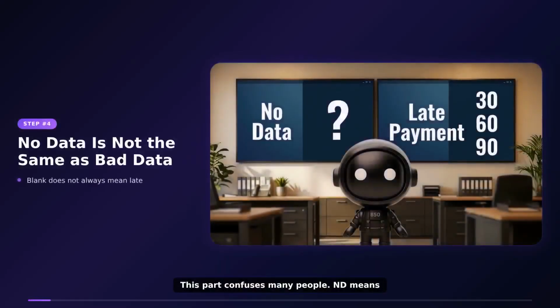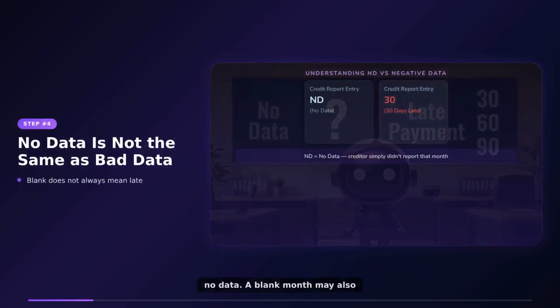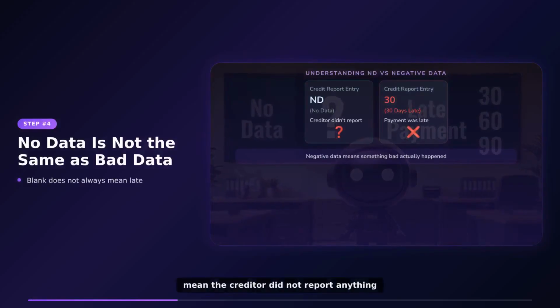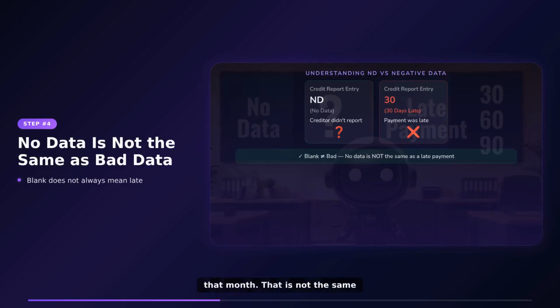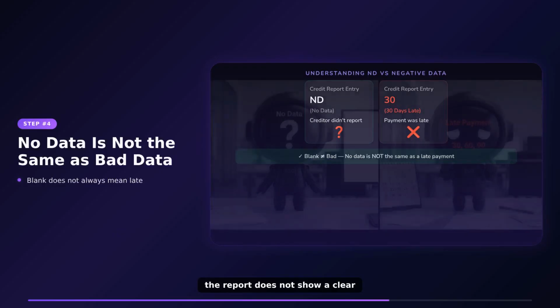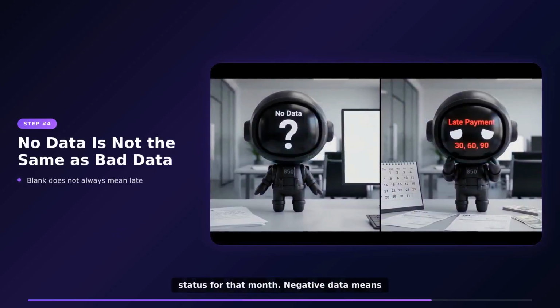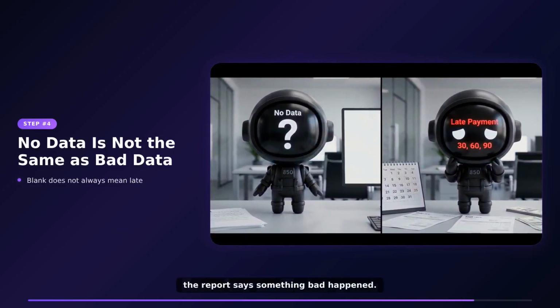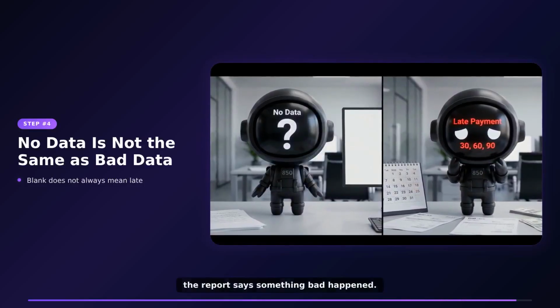This part confuses many people. ND means no data. A blank month may also mean the creditor did not report anything that month. That is not the same as a late payment. No data means the report does not show a clear status for that month. Negative data means the report says something bad happened.